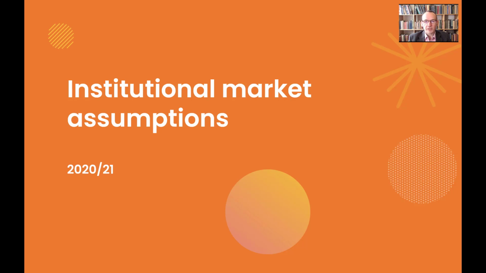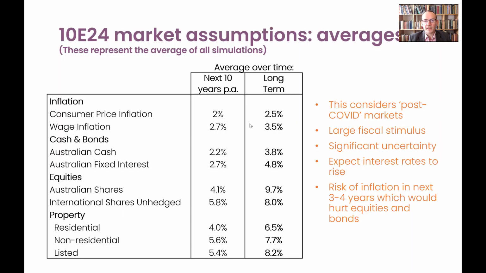So for this stochastic model we're going to walk through, we're using institutional type market assumptions. We work with a company called 10E24. They specialise in an economic scenario generator. It's a model of the world's economies, looking at all the different asset classes and the way they interact with each other. It really focuses on inflation, firstly, so consumer price inflation and wage inflation. In this table, we're looking at the average assumptions for the next 10 years versus the longer term assumptions.